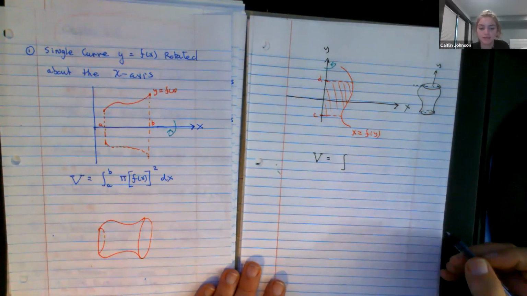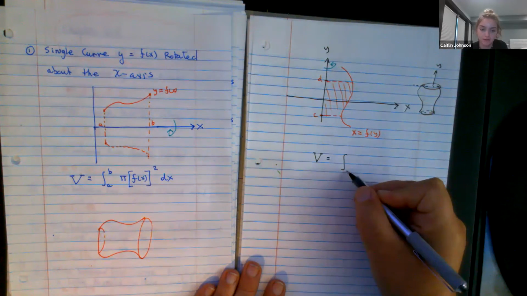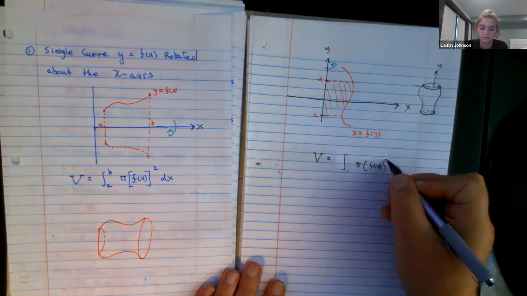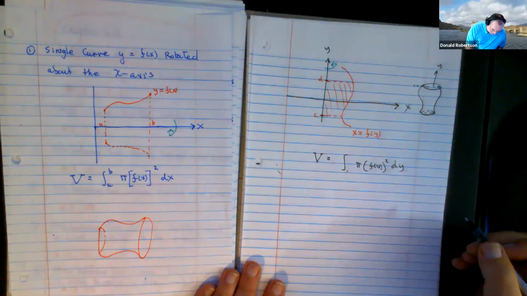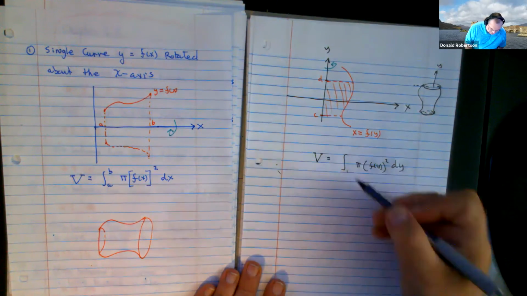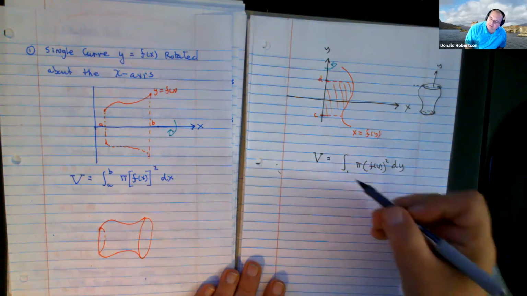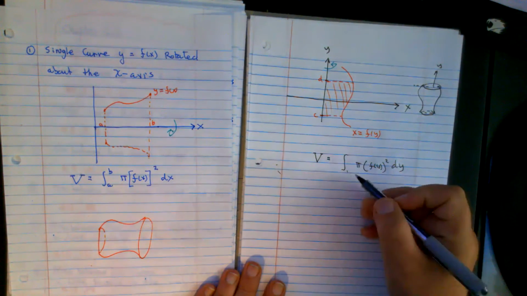Wouldn't it be the same except it would be f of y and dy? And yes, it would be. What would these limits of integration be called? They won't be called A and B. Would it be just C and D to kind of keep it going?